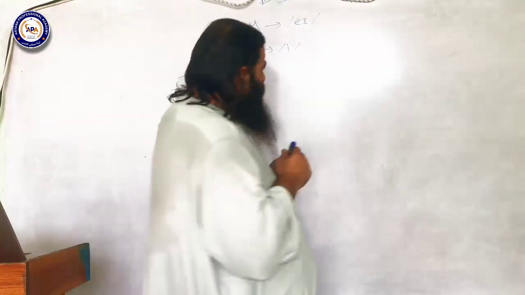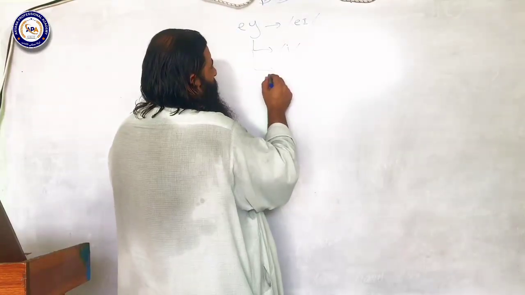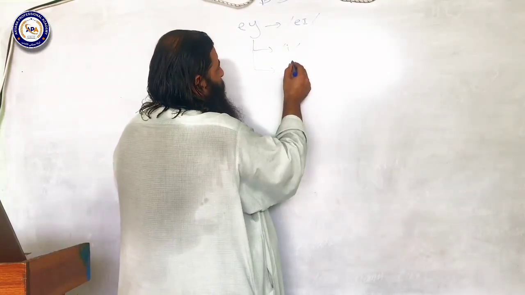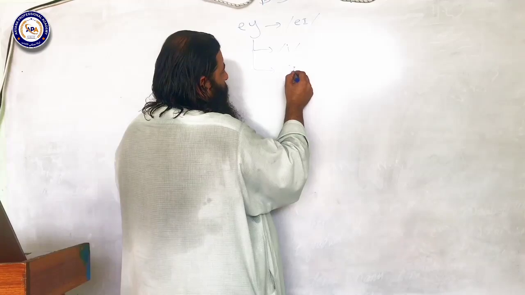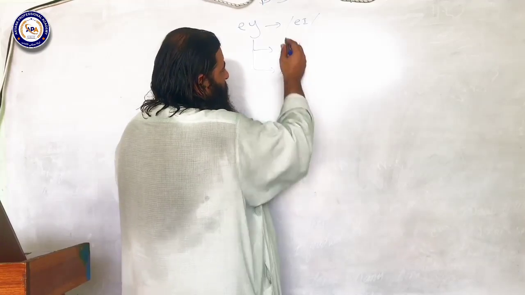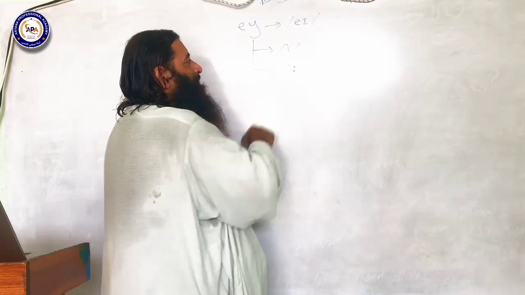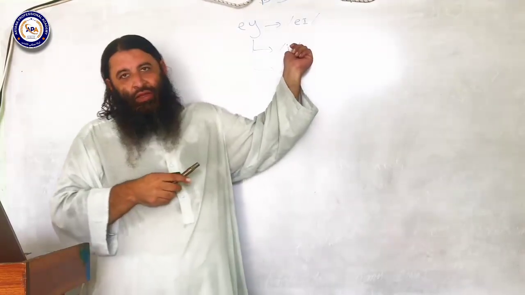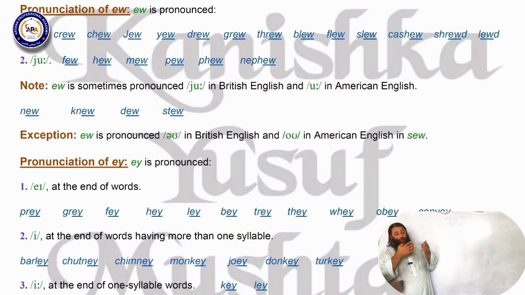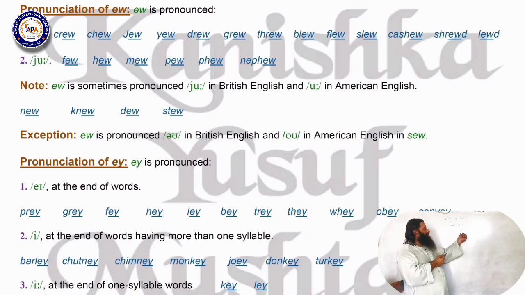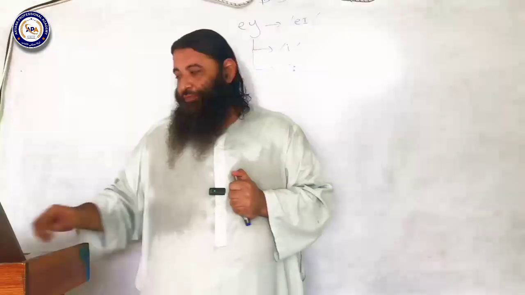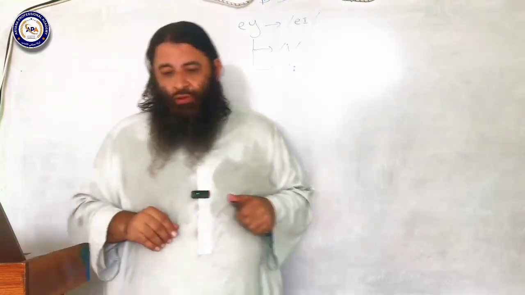And the third sound for EY is E, the long form of the second front vowel. E in this one, E. The short sound E is given at the end of words which have more than one syllable, but the long one is given at the end of one syllable words, like key and lee. Okay, that's all about EY.